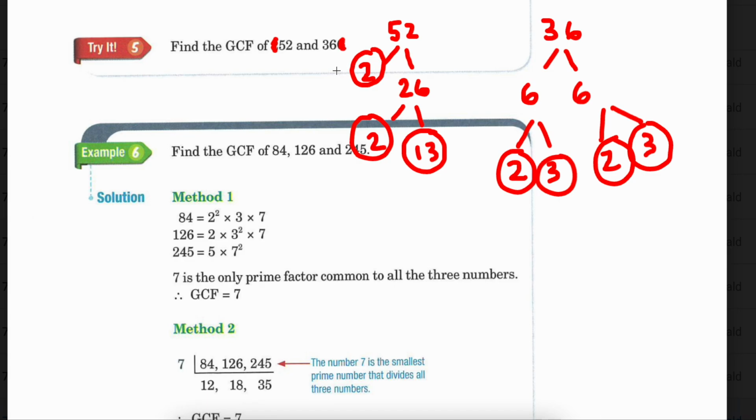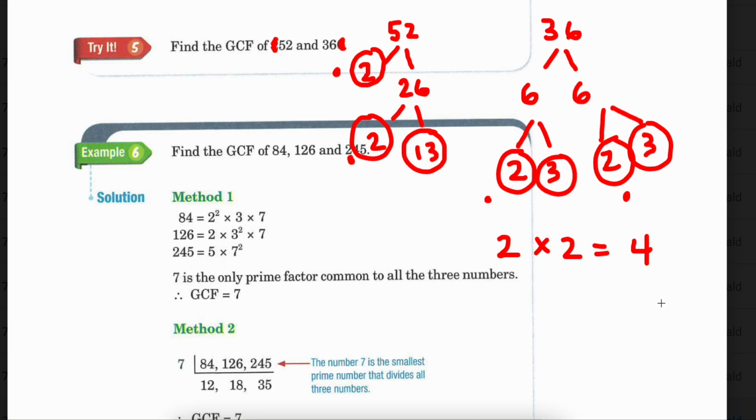Okay, so they both have 1, 2, so I'm going to list that 2. They both have another 2. So I'm going to list another 2, and that's it. They both just have 2 2's in common. So their greatest common factor is 4.